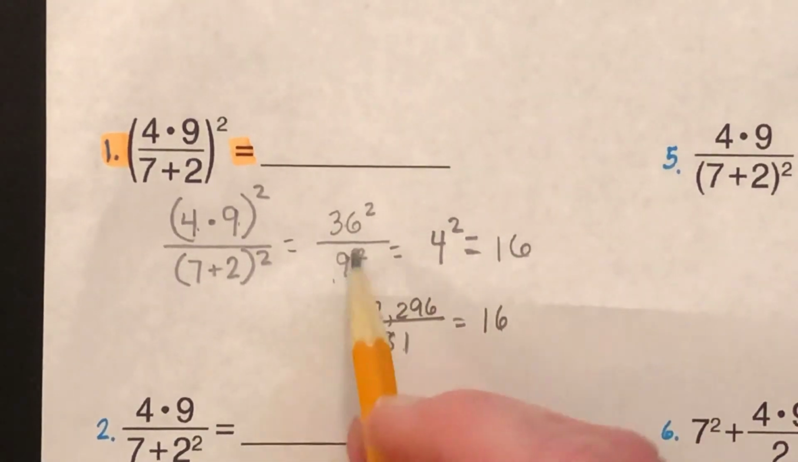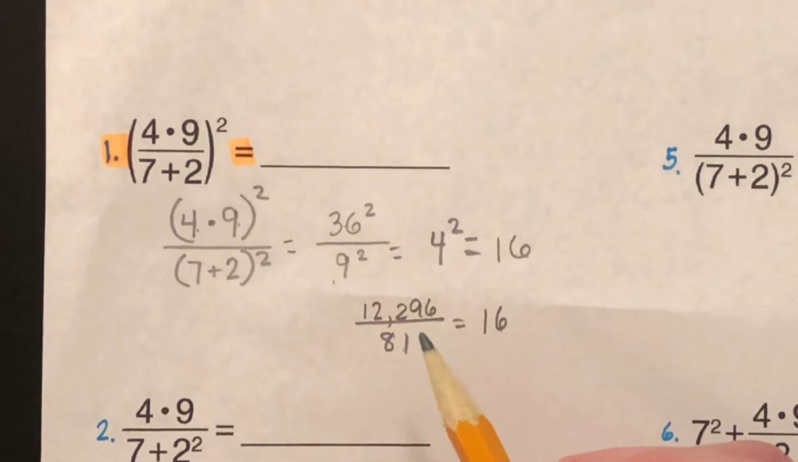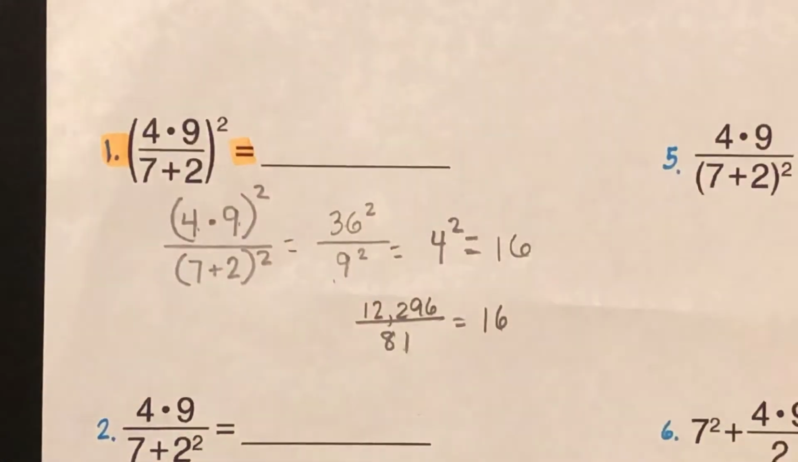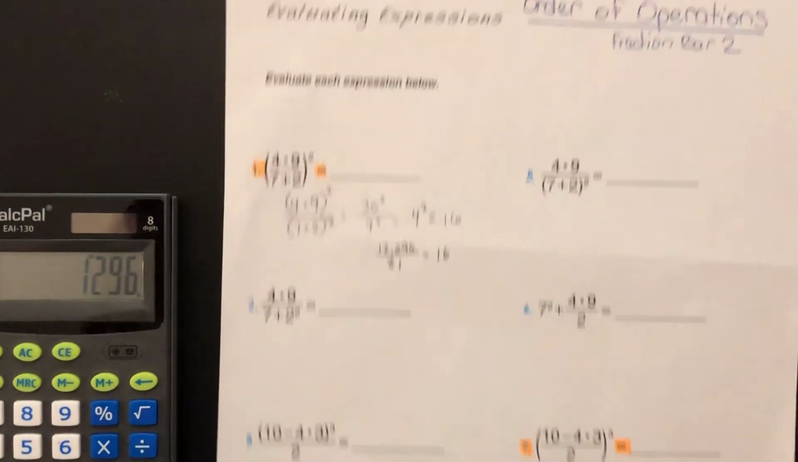So if you don't feel comfortable reducing first, then you don't have to. You can just follow the steps. You can square them both and then divide. That's one of my favorite things about math. When you understand it, you can choose different methods based upon what's going to be easier for you, or what you're better at, in fact.